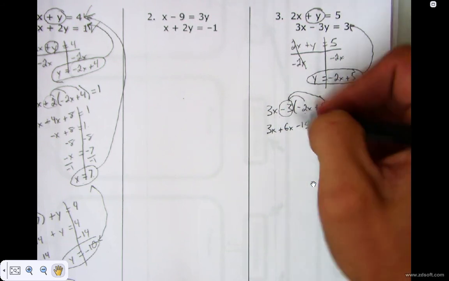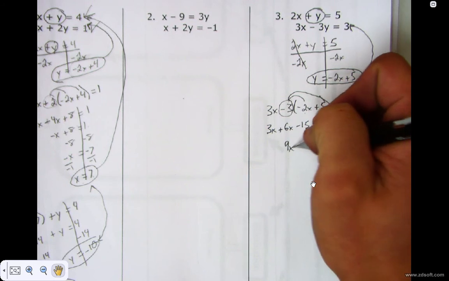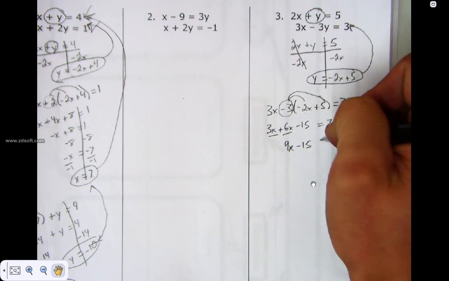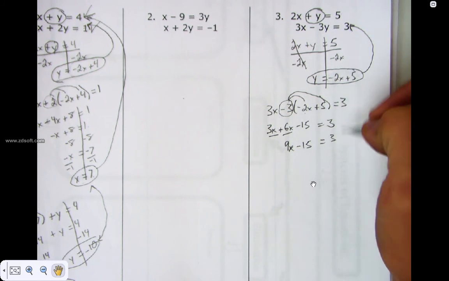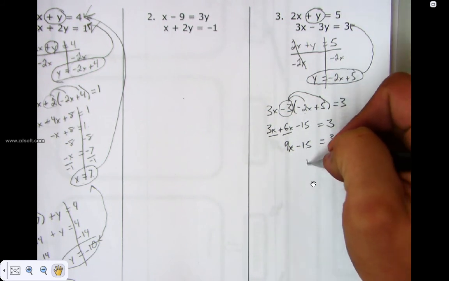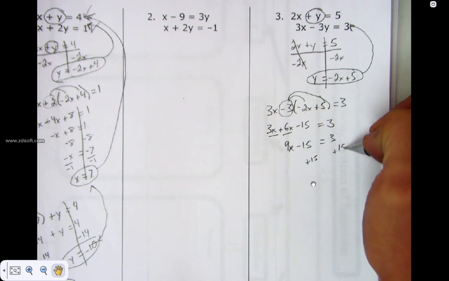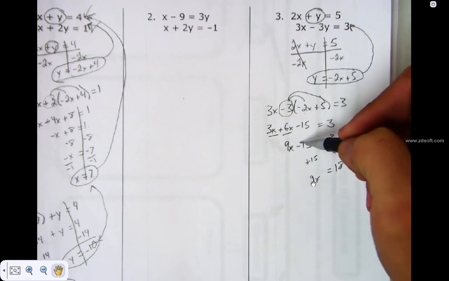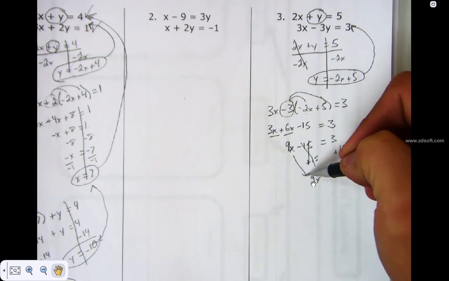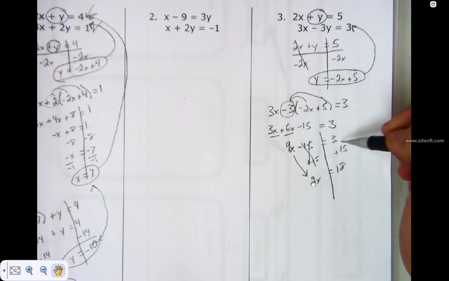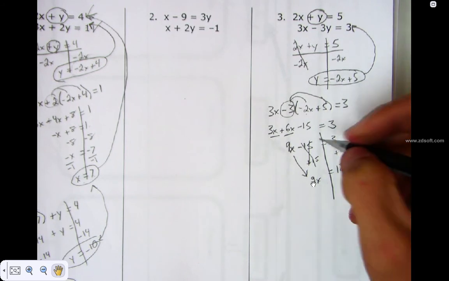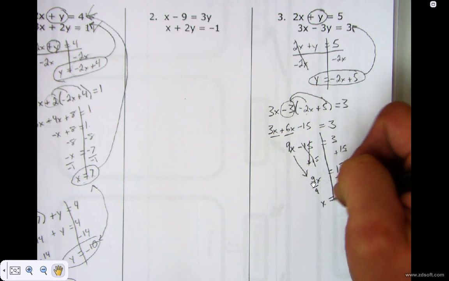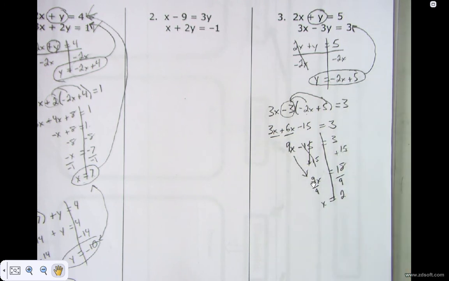Now we can solve this. So we've got 9x, right? Combine like terms, these two things right there. 9x minus 15 equals 3. Going to add 15 to both sides. Plus 15, plus 15. 9x equals 18. See, these are going to cancel. My 9x is going to come down. 3 plus 15 is 18. Divide by 9. Divide by 9. x equals 2. So we've solved for x.